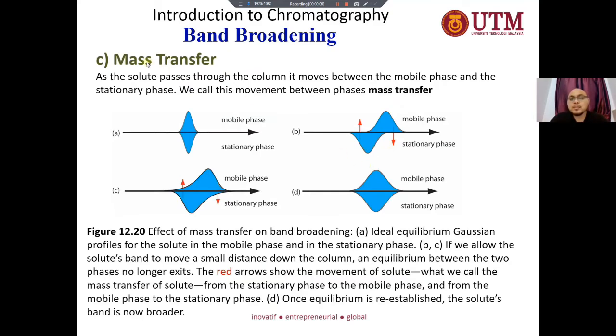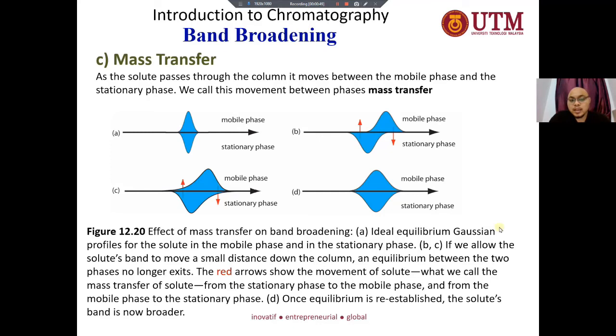What is mass transfer? Mass transfer occurs when the solute moves between the mobile phase and the stationary phase. We call this movement between phases mass transfer. It means that the analyte will move from the stationary phase to the mobile phase, and the analyte in the mobile phase will move from the mobile phase to the stationary phase. So they will keep exchanging to achieve equilibrium. So we can imagine that solutes in the mobile phase will try to move to the stationary phase, and solutes from the stationary phase will move to the mobile phase.